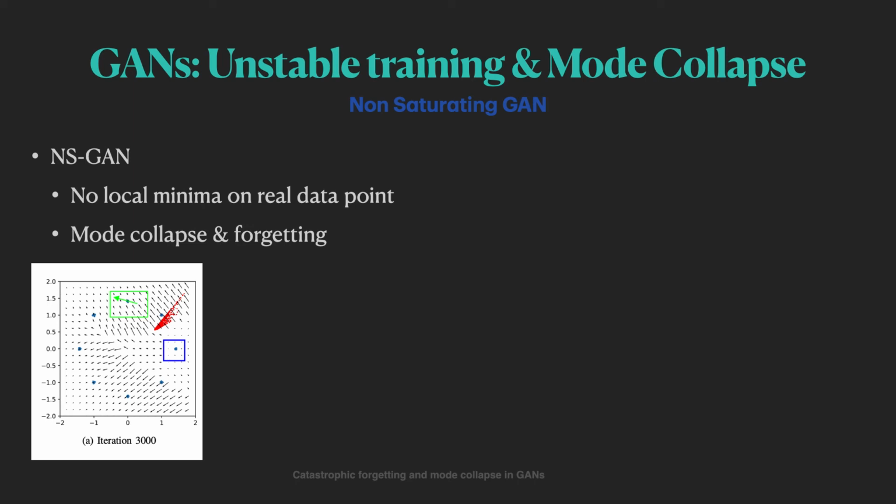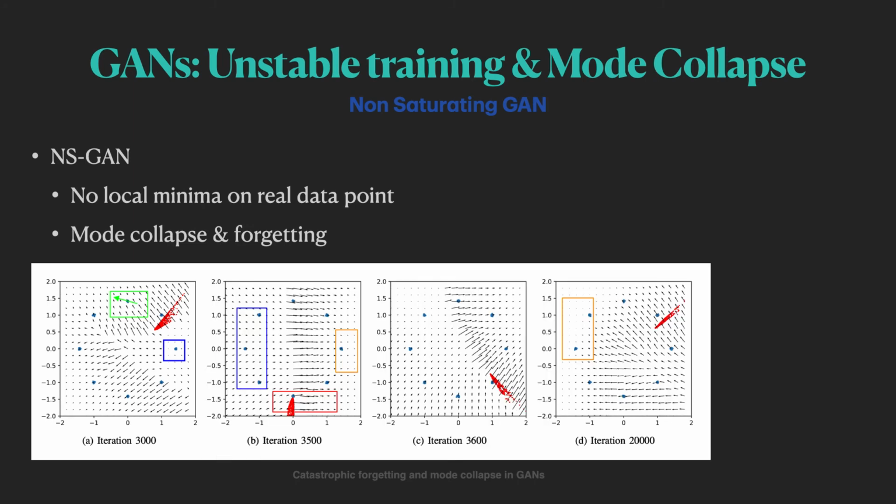You can see real data points are not a local minima for the loss, and therefore fake data points are not drawn to them. Moreover, if you look at the green square, all of the gradients are in the same direction, so we're not pointing fake data points towards different modes. So when we get to iteration 20,000, we basically went back to where we started.